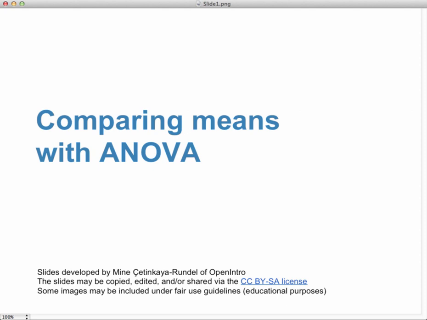Greetings, welcome to the lab on comparing many means using a technique called ANOVA, which is actually an acronym for analysis of variance. So ANOVA is a rather interesting technique. It's used when you're trying to compare many means with each other. It is also a more advanced technique.